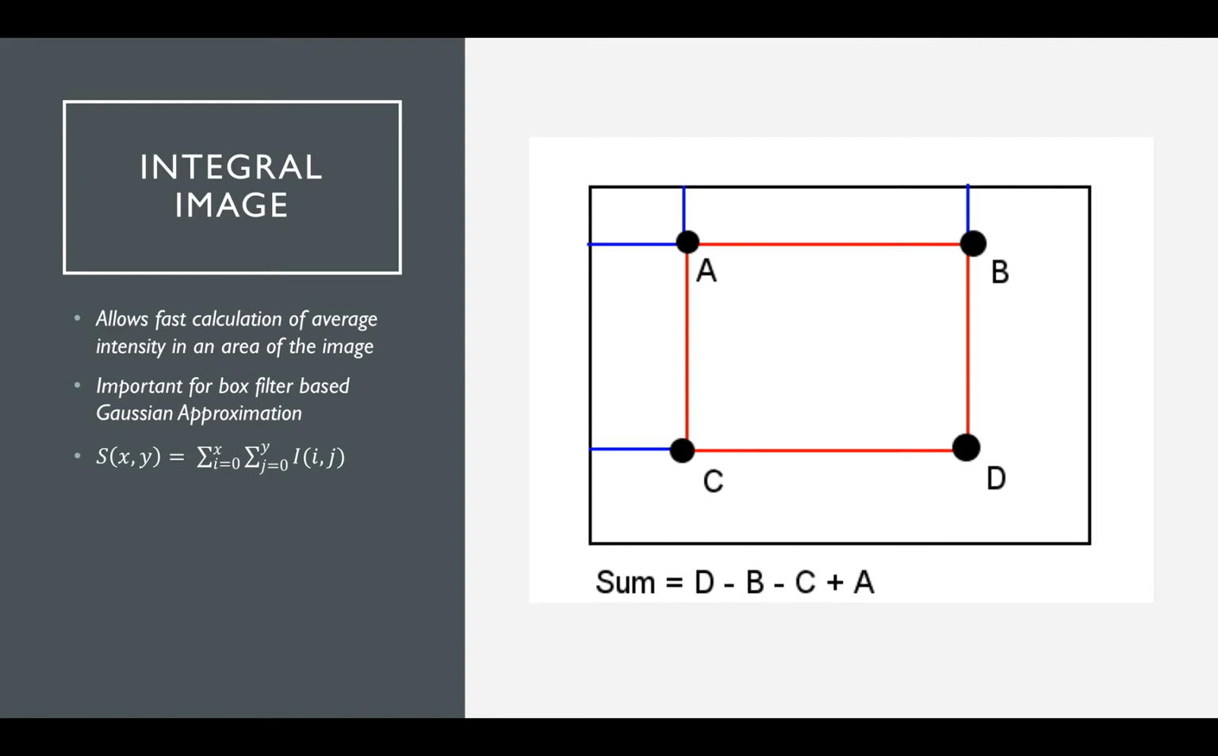So when we're calculating an integral image, what we're doing is taking each point in the image, and we are calculating the summation of all of the intensities above it and to the left of it. So the basic function of that would be the summation over x, the summation over y of the intensity of i, j.